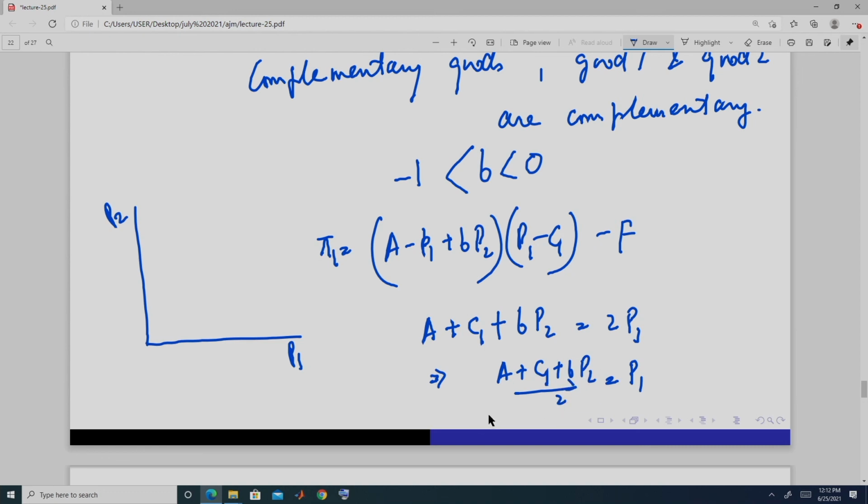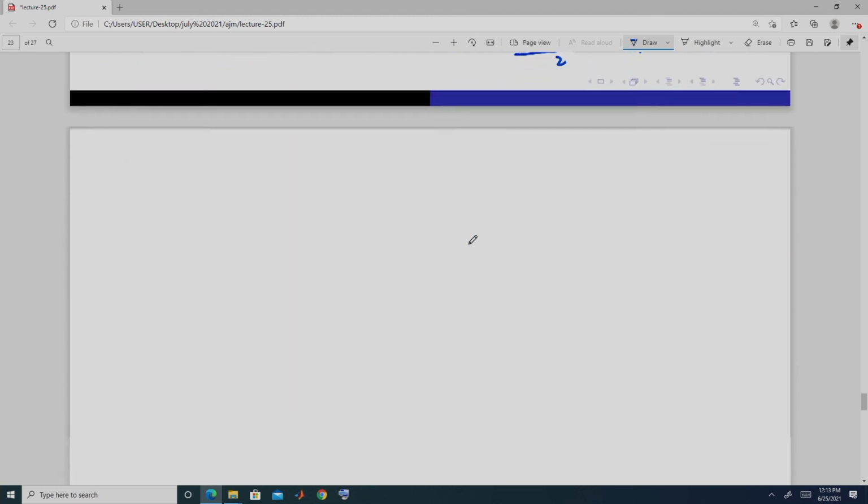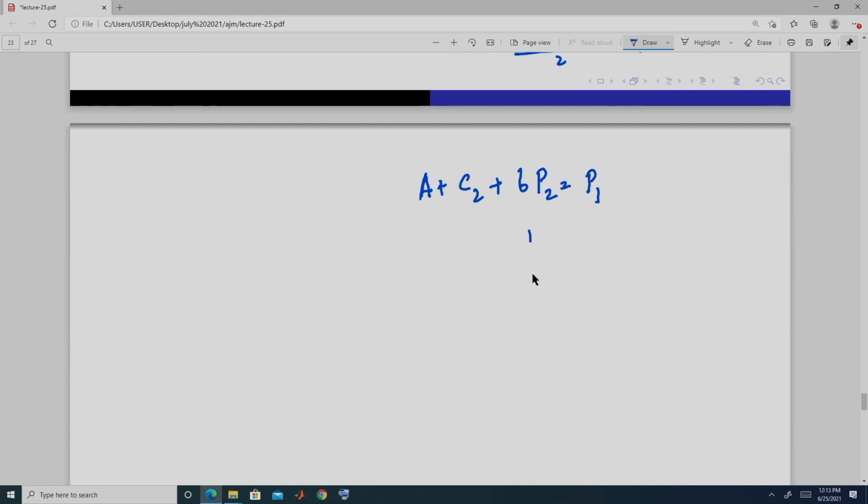If this is 0, it is going to be A plus, and if this is 0, this is going to be divided by minus B. So, it is a positive number, and we will get it like this. Similarly, the reaction function of firm 2 is going to be A plus C2, and it is going to be like this.